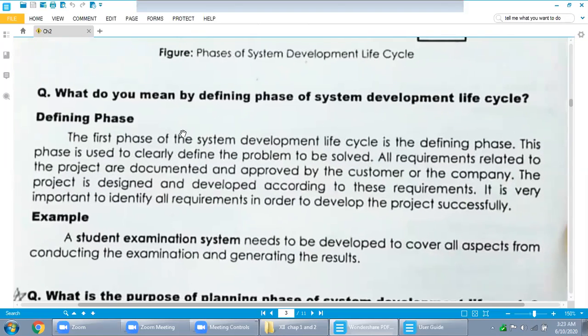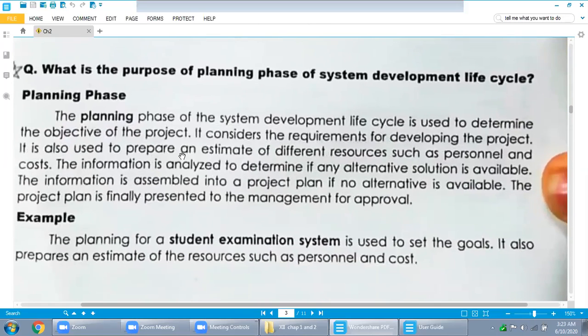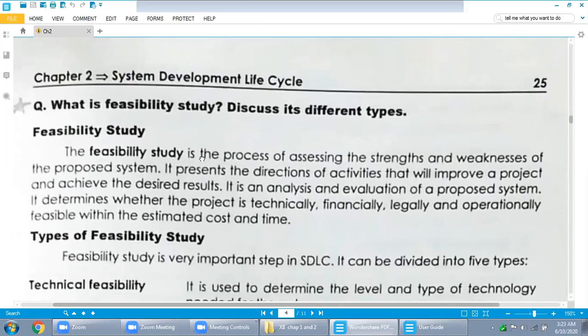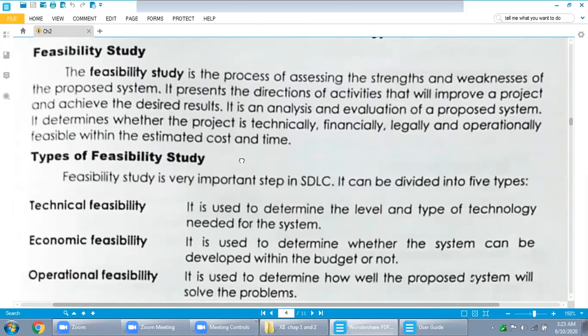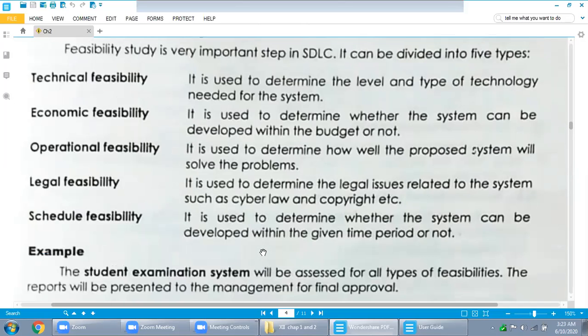After this, we have already studied what we mean by defining phase. In the defining phase, we have covered the definition and example. In the planning phase, first the definition of the planning phase, then an example. Next was the feasibility study and the definition of feasibility. Over there, types of feasibility. We have discussed the 5 types of feasibility: technical, economic, operational, legal feasibility, and schedule feasibility.